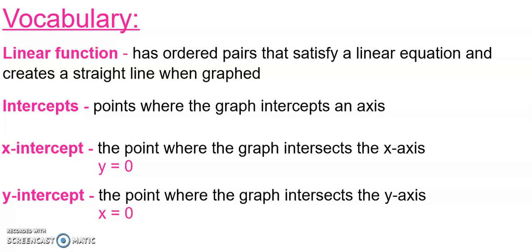I want to point out for the x-intercept, that is where your graph intersects the x-axis, and on the x-axis, y is always equal to 0. The y-intercept is where it intersects the y-axis. On the y-axis, x is always equal to 0.